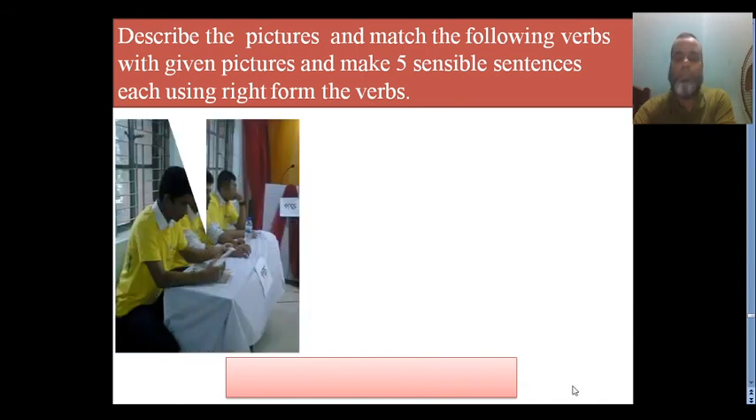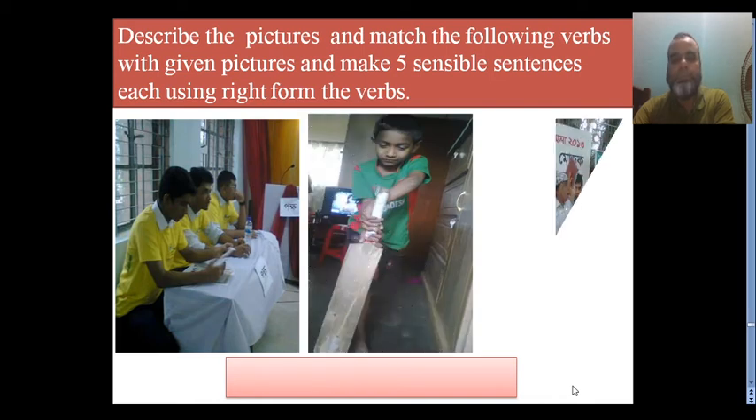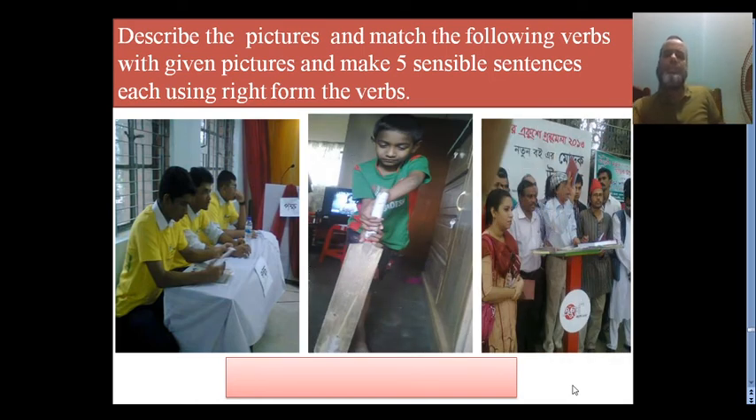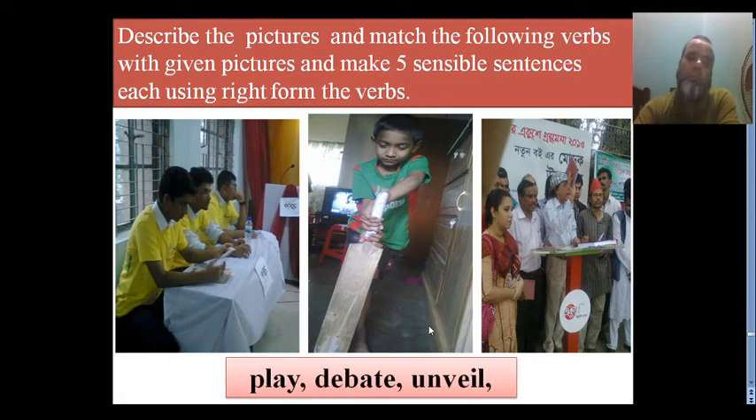Now, there are three pictures. In the first picture, you see three boys are sitting, and there is a table. On this table, there is a ticked pokho, and I think there is another pokho. Now, describe the picture and match the following verbs with the given pictures and make five sensible sentences, each using the right form of the verbs. Let us see the verbs.